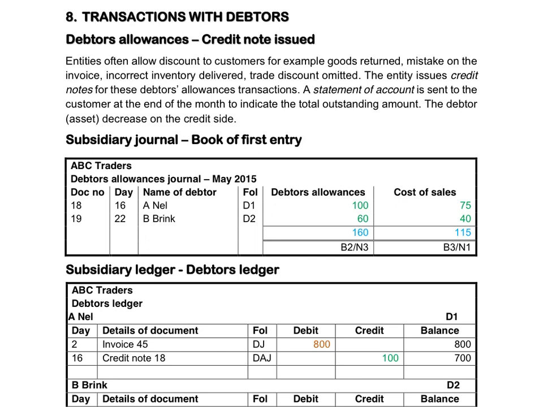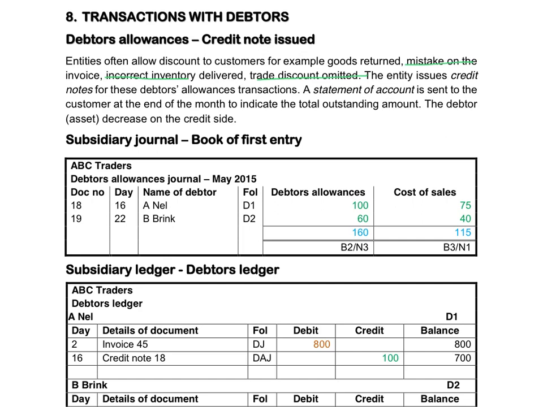Then we can also have debtors sending goods back because they're not satisfied with the goods, or it's not the right color or the right size. Or even the debtors can ask for a discount because there was a mistake on the invoice, or we delivered the incorrect inventory. They're prepared to keep it if we give them a discount. If we promised a debtor trade discount and we forgot about it, so it was omitted.